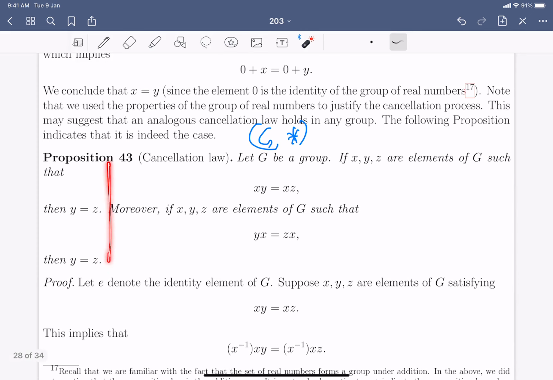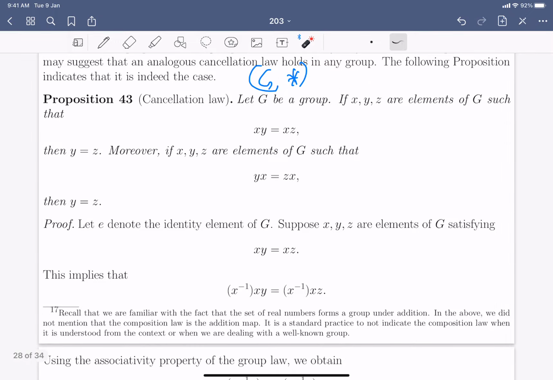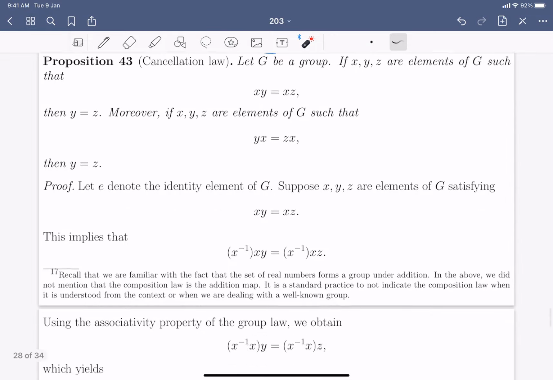So whenever you're using such striking off, please refer to the cancellation law. Please mention that by the cancellation law, from this equality it follows that y equals z. This is good for your practice, at least for the next couple of weeks.